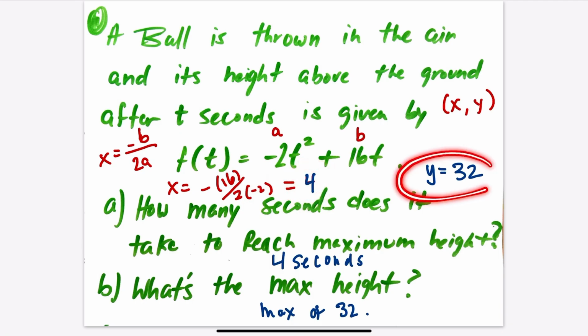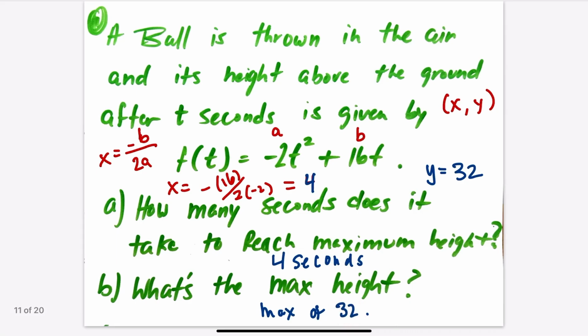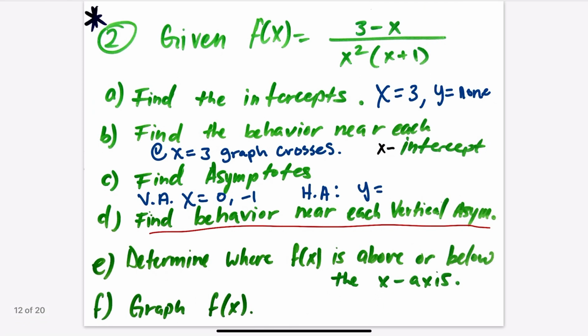Then to get the max height, you plug 4 into this function, and you should have gotten 32 out. So it took 4 seconds for this projectile to reach a max height of 32. And that's as easy as it is. Okay, next one.